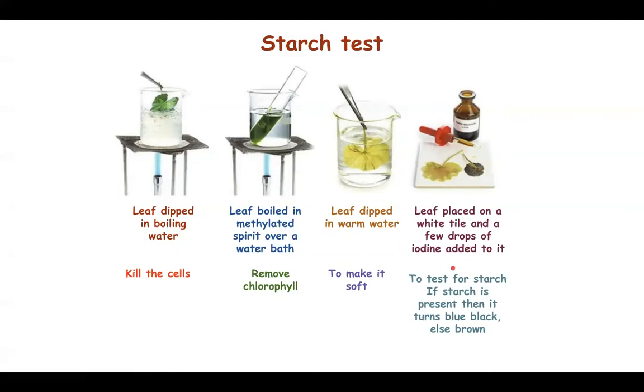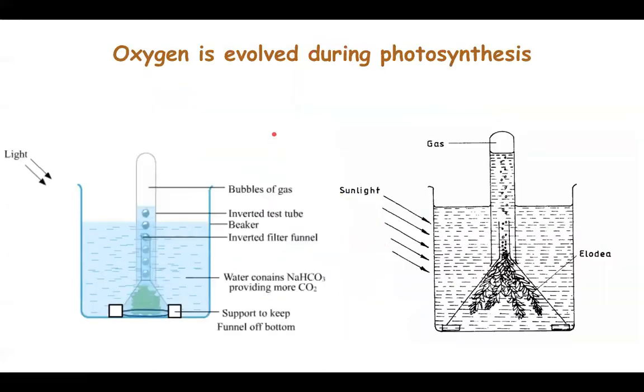So you can see, the starch test is performed after all experiments, because this is the test which will tell you whether or not the particular condition is required for photosynthesis. The next experiment is that oxygen is evolved during photosynthesis. This experiment is pretty simple.